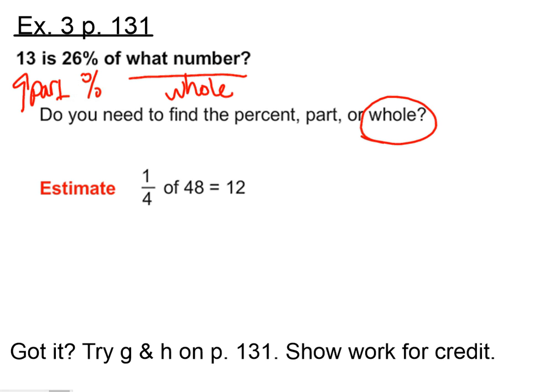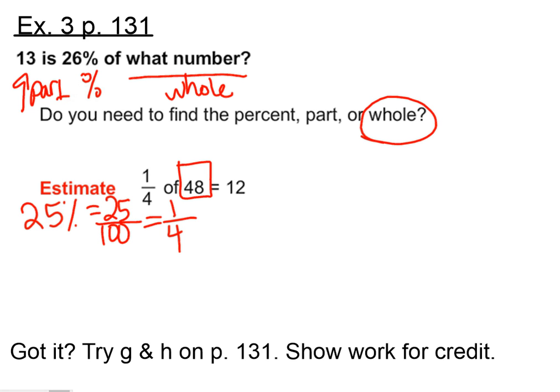If we estimate, 26% is about 25%, 25 over 100 is exactly 1/4. So 1/4 of some number is going to be equal to 13. Well, I know 1/4 of 48 makes 12. Since 12 is close to 13, I'm going to guess that the whole will be around 48. But in order to be more precise, let's use an equation.